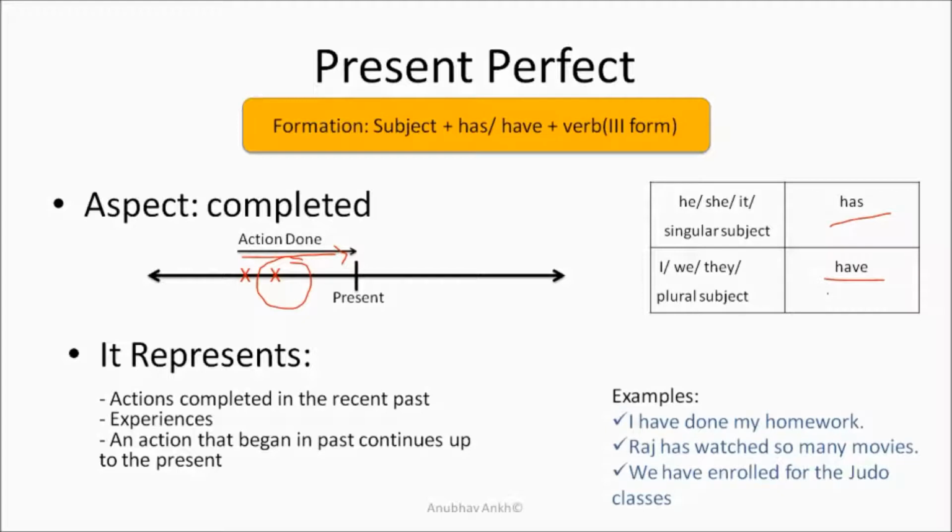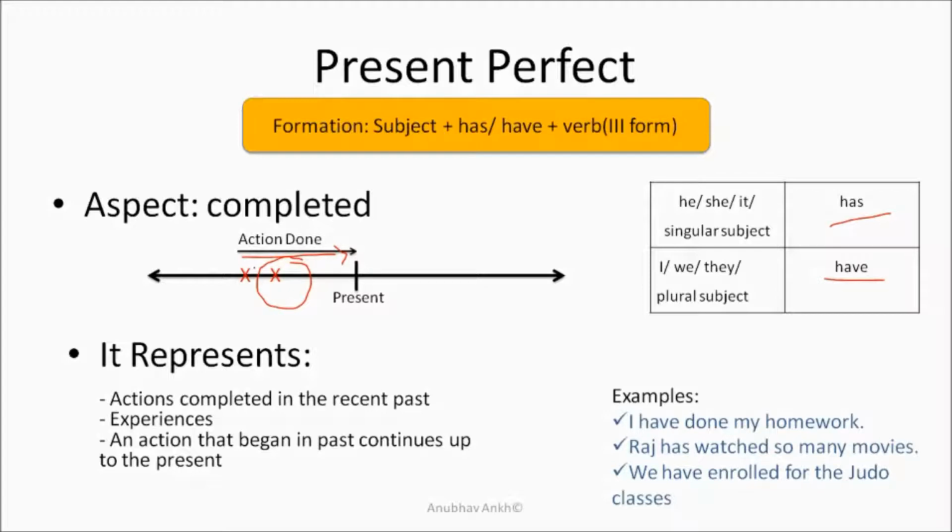I have done my work. Now I have done my work, so it is an action of recent past. I might do it again. Okay, I may have another work coming up, but I have done my work. Clear? In the recent past. Actions completed in the recent past.